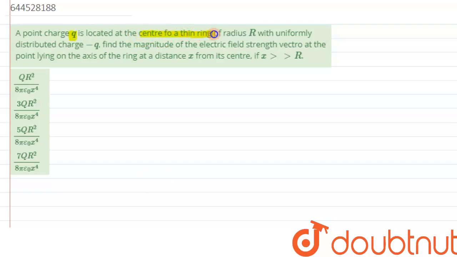Hi everyone, so we are given a question which says a point charge q is located at the center of a thin ring of radius capital R with uniformly distributed charge minus Q. We need to find the magnitude of the electric field strength vector at the point lying on the axis of the ring at a distance x from its center, given that x is much greater than capital R.